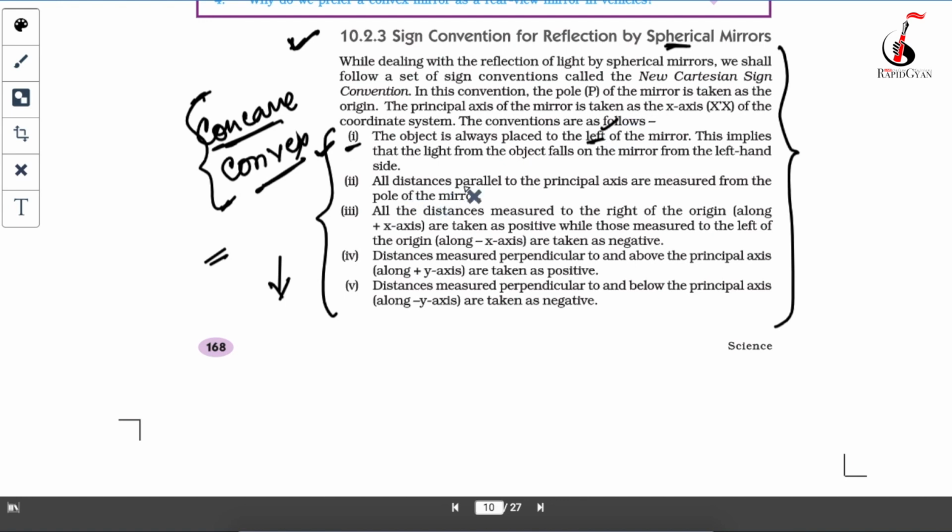All distances parallel to the principal axis are measured from the pole. I have told you, let's consider the pole as your origin. The distance measured to the right of the origin will be positive. To the left it is negative. Upward on the y-axis it's positive. Downward it's negative. This is your sign convention.